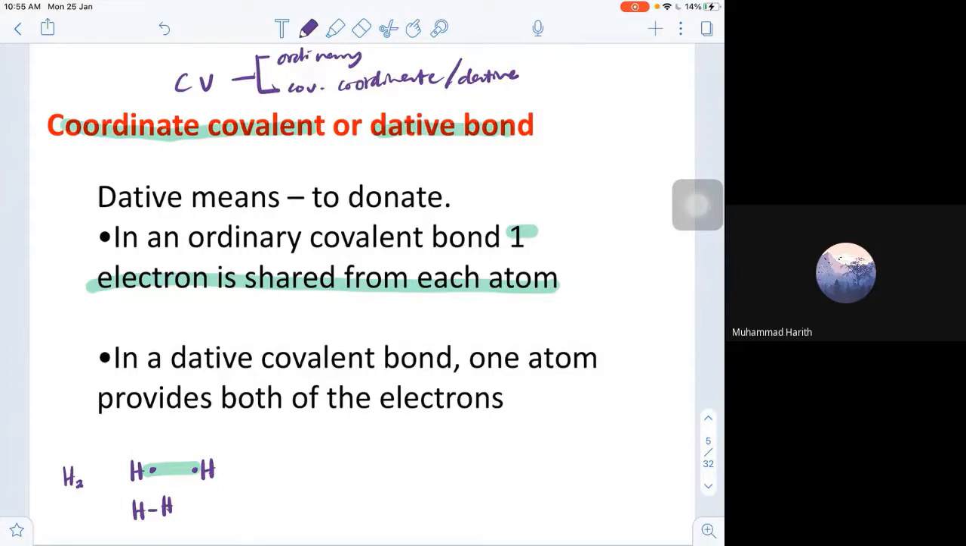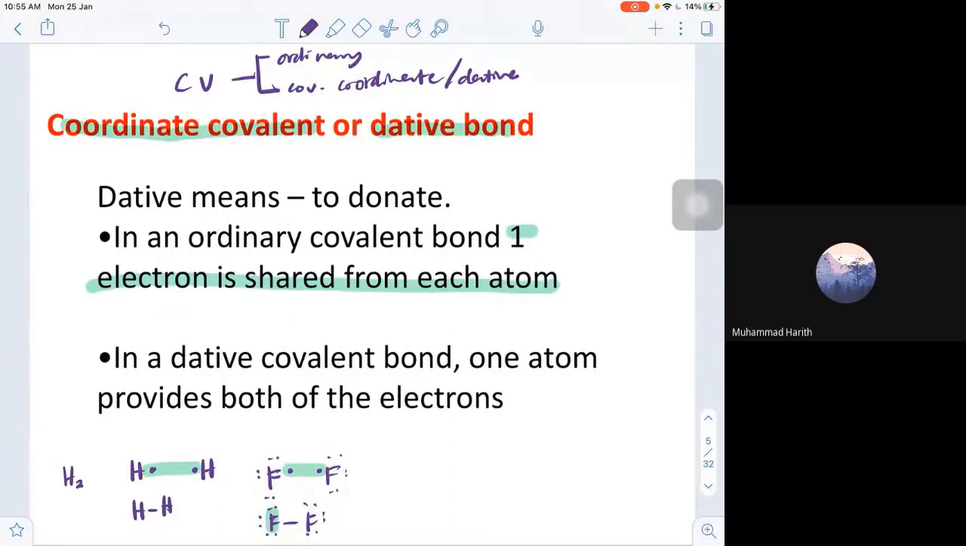1 atom provides 1 of the shared electrons. It is the same as the fluorine case just now. Each fluorine will provide 1 electron to be shared with the second fluorine. So that 1 and 1 electron are then shared, and they will form a single bond between them. And that is for the ordinary covalent bond.